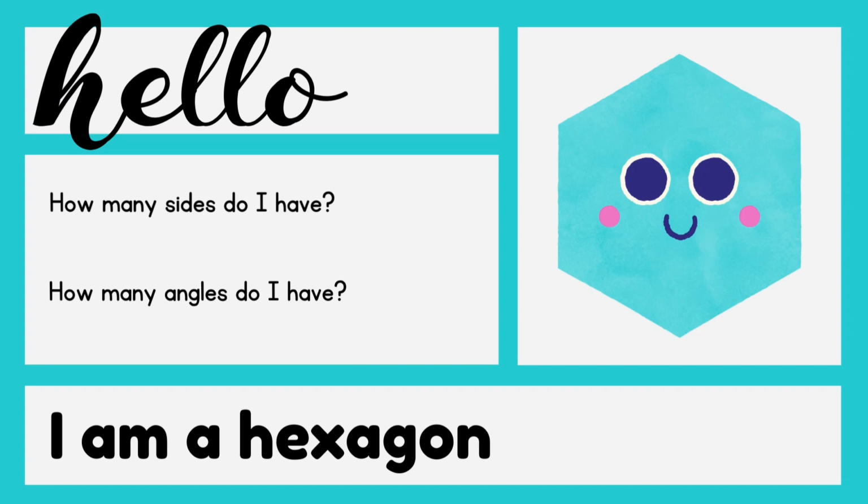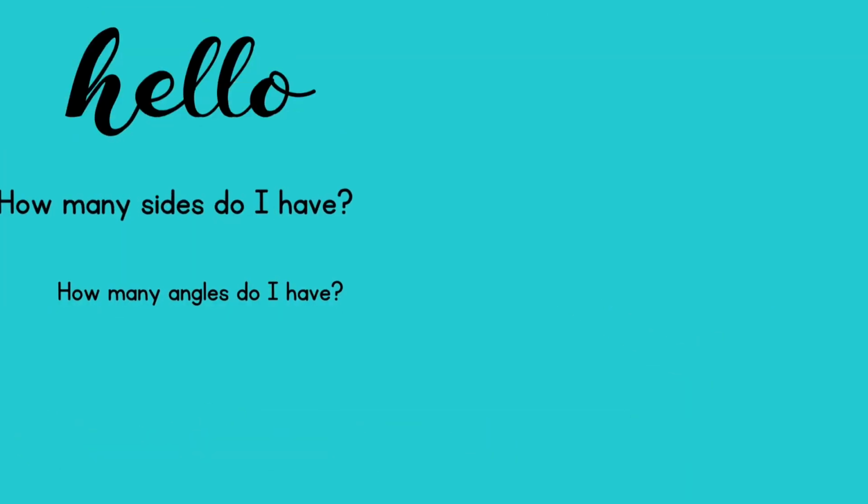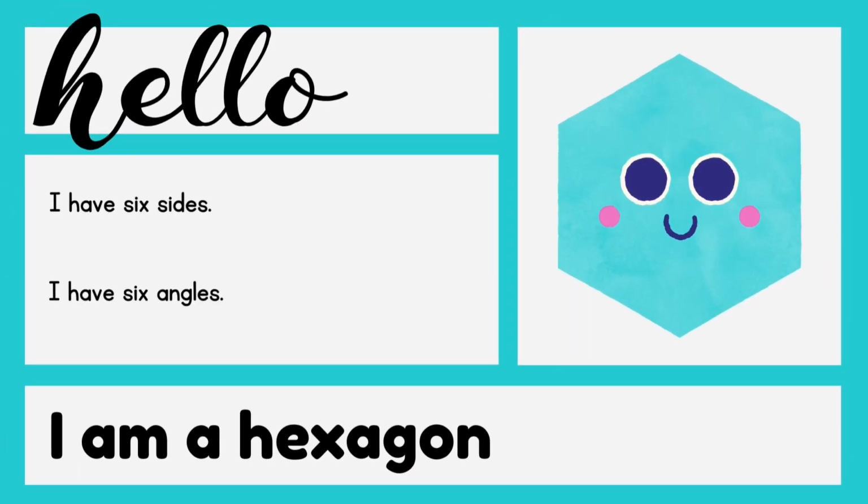Hello, I am a hexagon. Can you count how many sides and angles I have? Let's count them together. 1, 2, 3, 4, 5, 6. I have 6 sides and 6 angles.